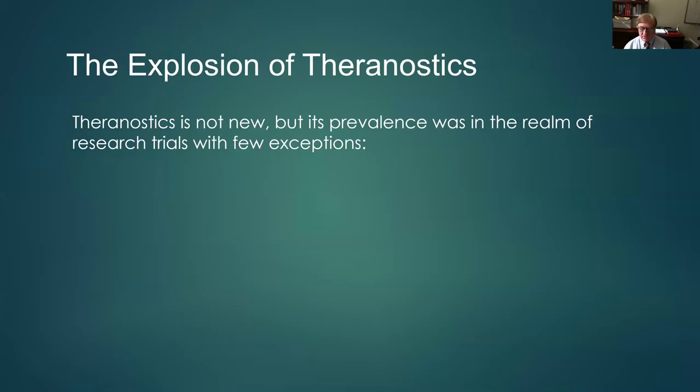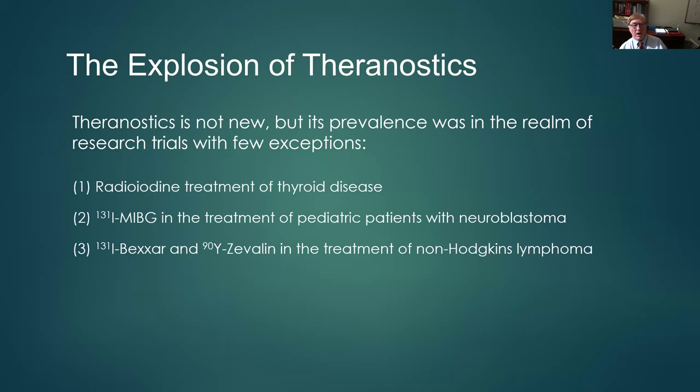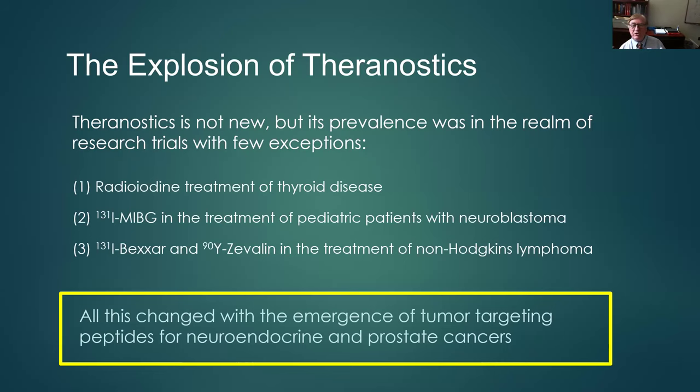So now let's jump from the past into the present. I think I've shown you that theranostics is not new, but prevalence was in the realm of research trials with only a very few exceptions. That was radioiodine, of which we've spoken up until now. MIBG, which I'm not going to speak about today, but that's still being used for the treatment of pediatric patients with neuroblastoma. There were a couple of antibodies that were approved, I131 Bexxar and Y90 Zevalin, for the treatment of non-Hodgkin's lymphoma. But all this really changed with the emergence of tumor-targeting peptides for neuroendocrine and prostate cancers.